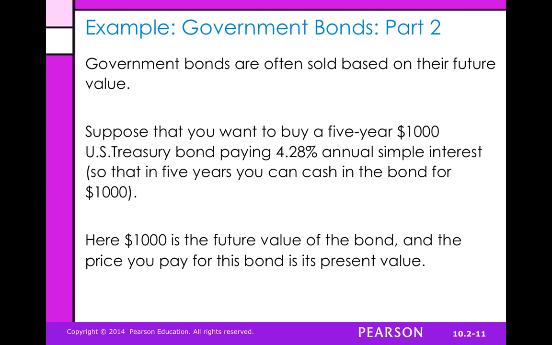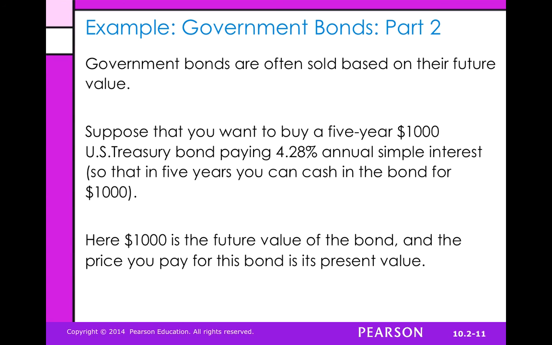Okay, so let's look at another bond example. Government bonds are often sold based on their future value. So suppose you want to buy a 5-year $1,000 US Treasury bond that pays 4.28% annual simple interest. Okay, so 4.28% is very high. You wouldn't be able to get that right now. But in any case, let's just take these numbers and run with them.